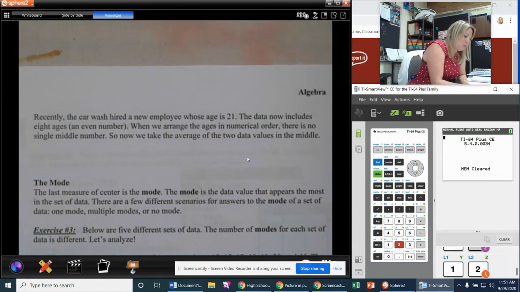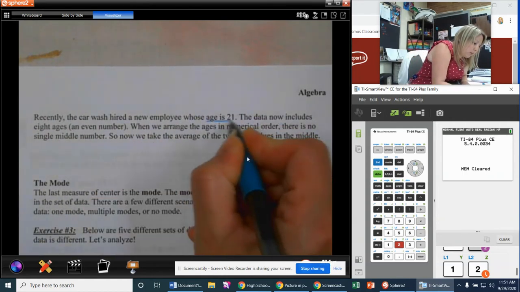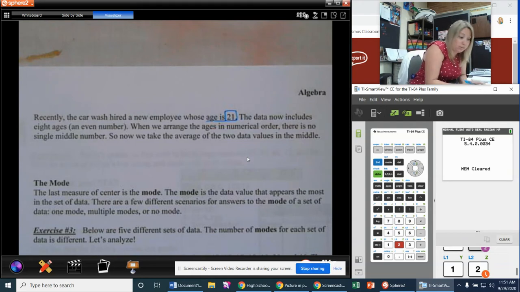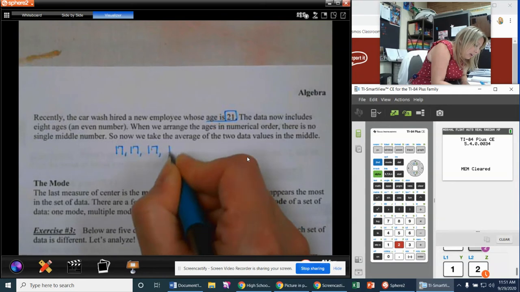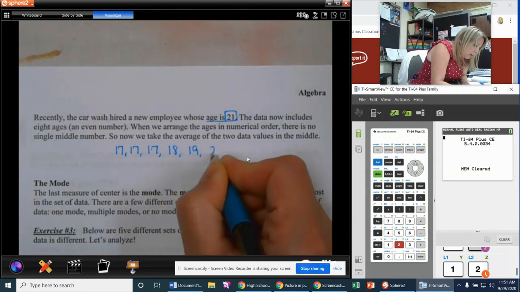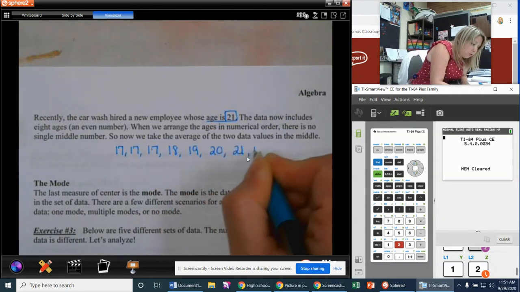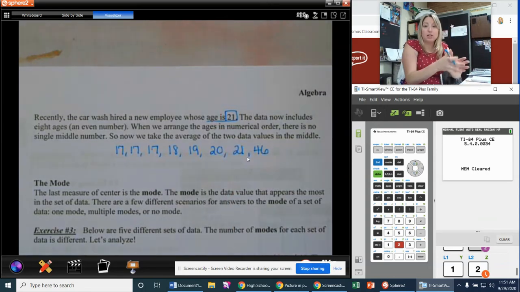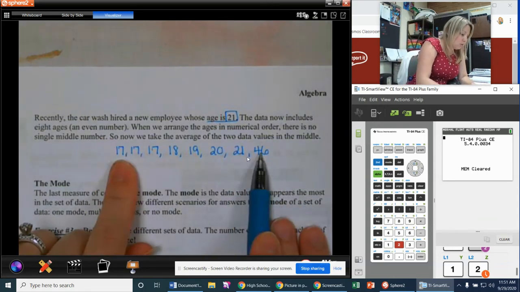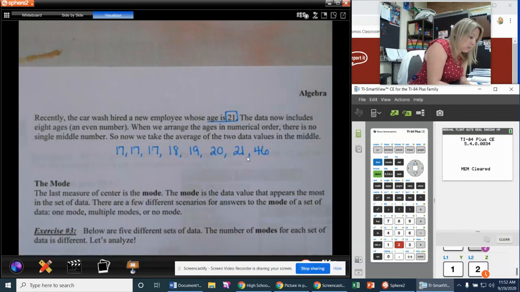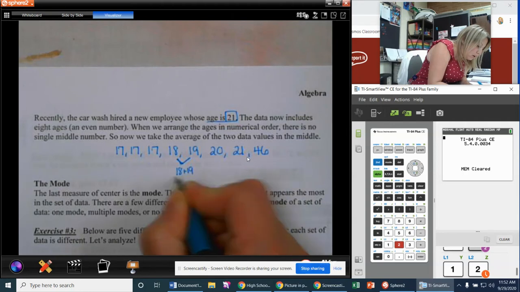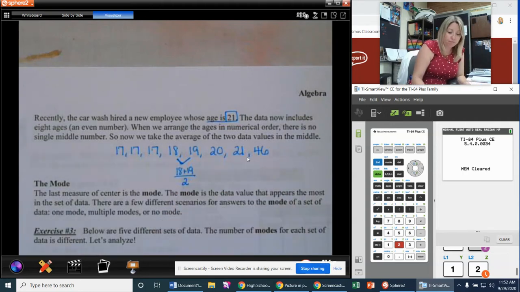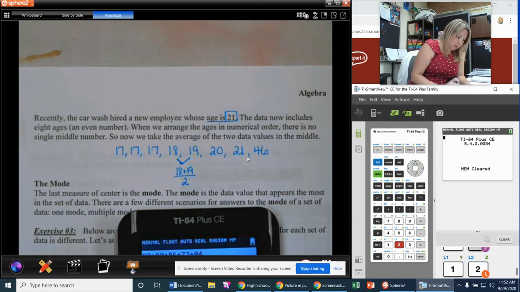So now what I'm going to do is relist with a new employee. So now we have 8 employees. So 17, 17, 17, 18, 19, 20, 21, and 46. Now count in, right? There's two middles this time. So what you do is add them up and divide by 2 to get the median. All right. So 18 plus 19 is 37, and 37 divided by 2 is 18 and a half.